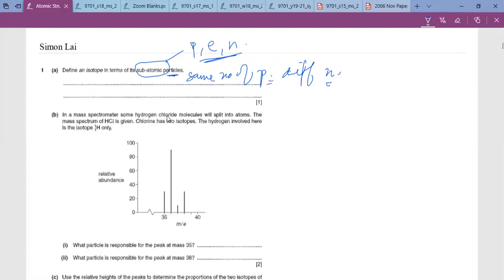In the mass spectrometer, some hydrogen chloride, HCl, is split into atoms, H and Cl. The mass spectrum of HCl is given. Chlorine has 2 isotopes, but they didn't tell you what they are. The hydrogen involved here is only 1 isotope. Actually, hydrogen has 3, but they say only 1 is involved. So for chlorine, they give you the relative abundances as a jagged line, with peaks at 35, 36, 37 and 38.